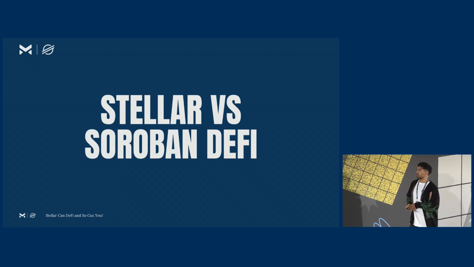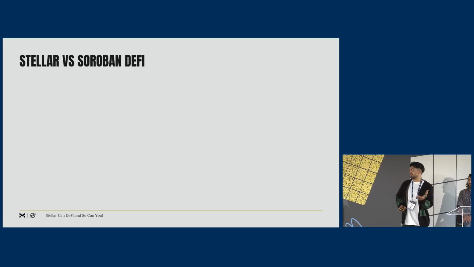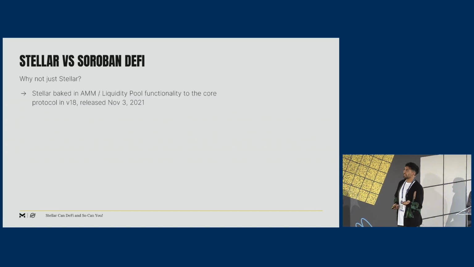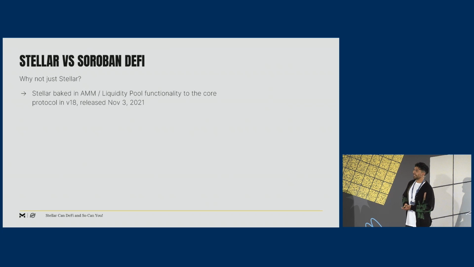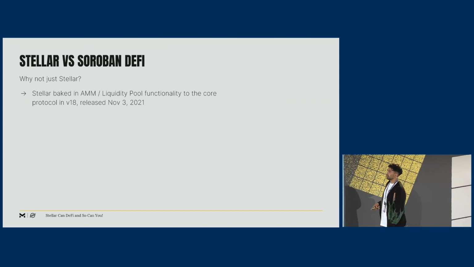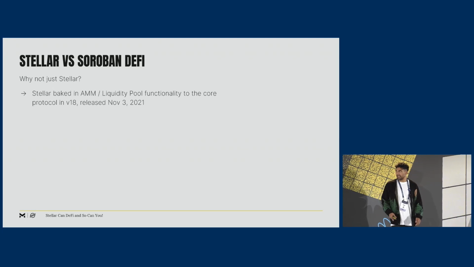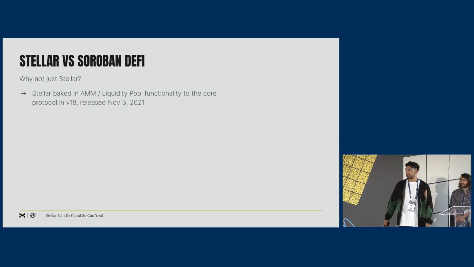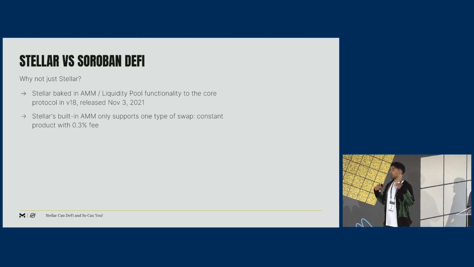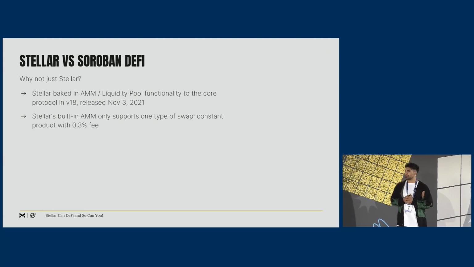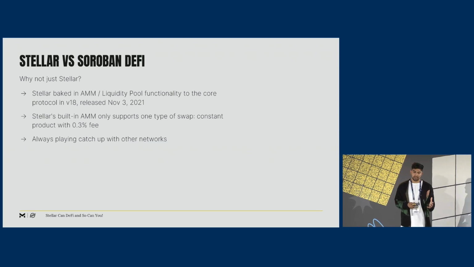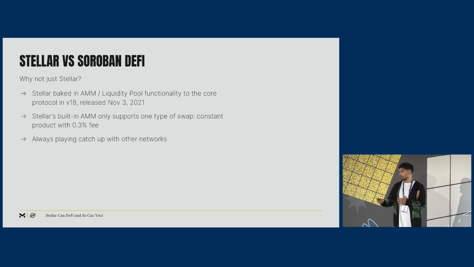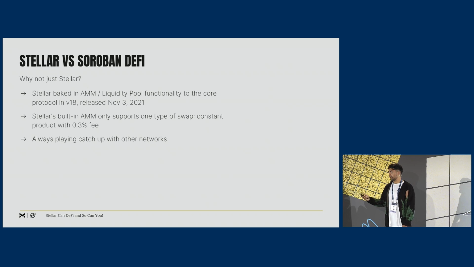All right, so some of you might be asking, hey Julian, why Stellar? Why not just Stellar? Sorry, I ruined that one. Stellar baked AMM liquidity pool functionality into the core in protocol version 18, released on November 3rd, 2021. But we only support one type of swap, which is a constant product with a 0.3% fee. Now, what does this mean? Not only are we spending time developing the best project to put forward, but we're also losing time because these solutions are already available in other ecosystems and they're already scaling.